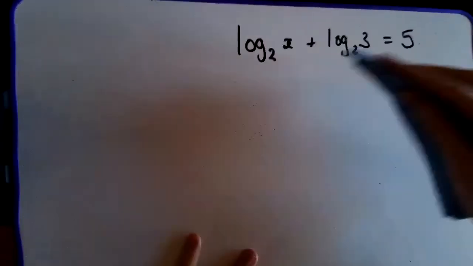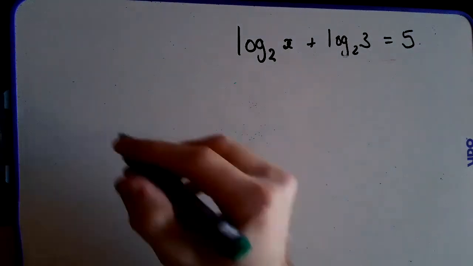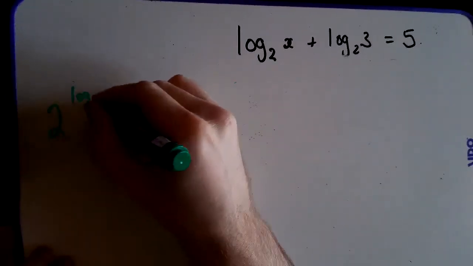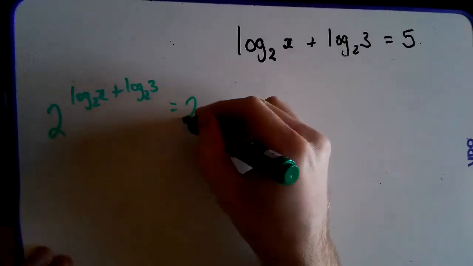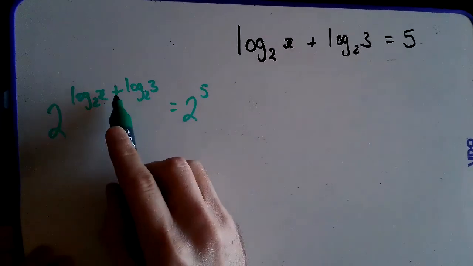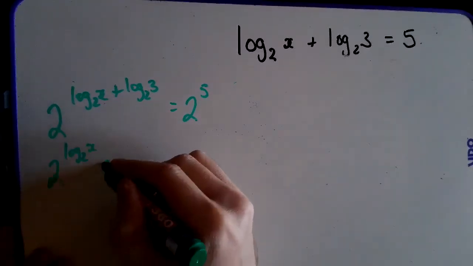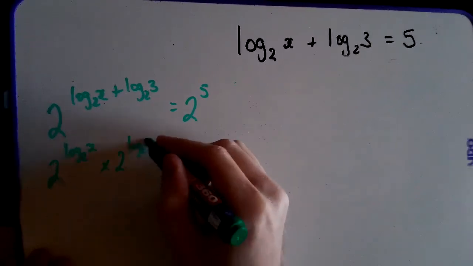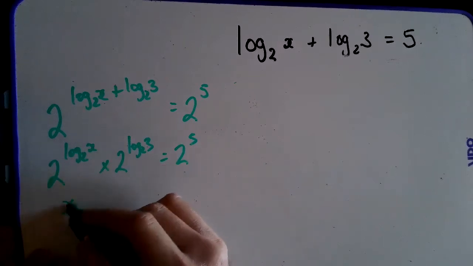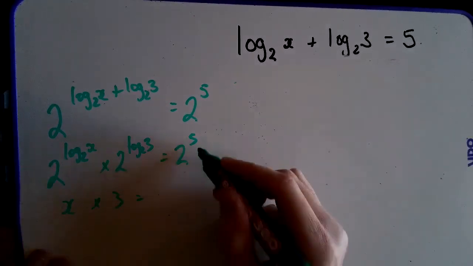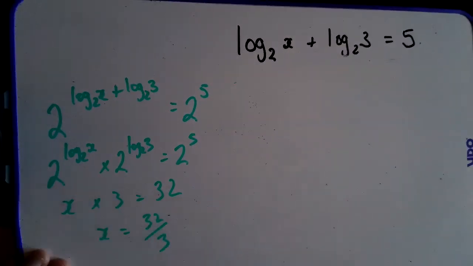So instead, again, I could do, so green, because this is right, it's just a roundabout way, I could do 2 to the power of this side equals 2 to the power of this side. I can split this power up as an add into 2 to the log 2 x times 2 to the log 2 3 equals 2 to the 5. Now the 2 to the log 2's cancel out, so I get x times 3 is 2 to the 5, so 32. So x is 32 over 3.